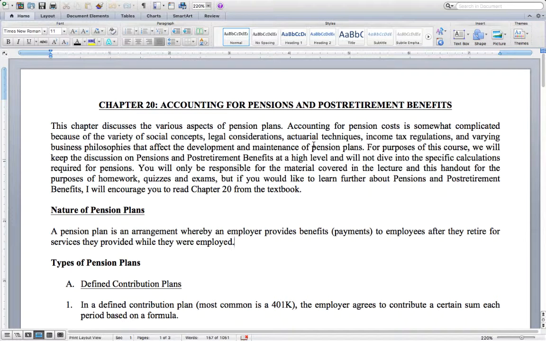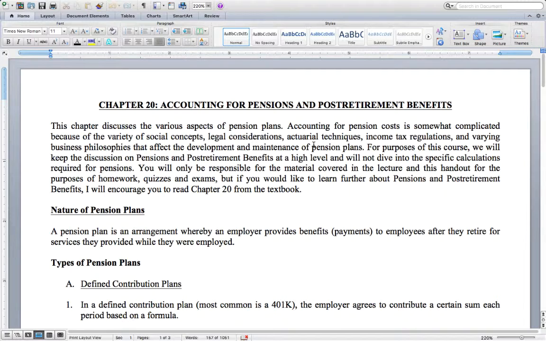Hello, welcome back. Today we're going to cover Chapter 20, which is Accounting for Pensions and Post-Retirement Benefits. I would like to note that for purposes of this course, we're going to keep the discussion on this topic at a high level and will not dive into any specific calculations required for pensions and post-retirement benefits. As you'll see in the textbook, there's a lot of complexity and detail that can go along with these plans and the calculations, but for purposes of this course, we will not be covering all of that specific detail.